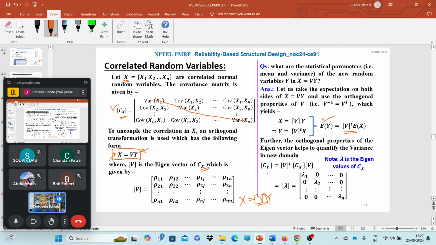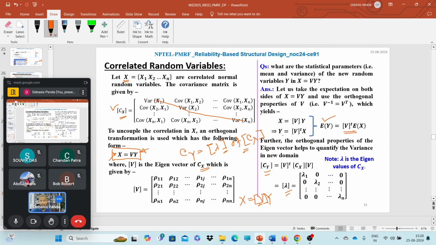And we can easily find out what should be the variance of that uncorrelated random variable in y domain. So it will be nothing but the eigenvalues. So lambda, we can easily find out. So Cy will be nothing but the eigenvalues of the Cx matrix. That means that uncorrelated covariance matrix will be nothing but your lambda, the eigenvalues of that Cx matrix.